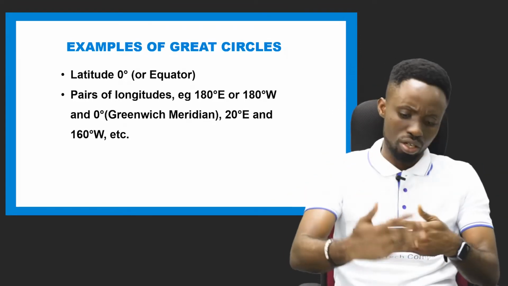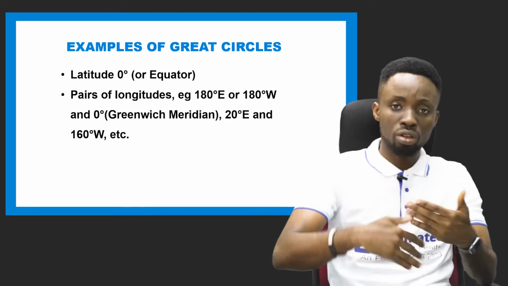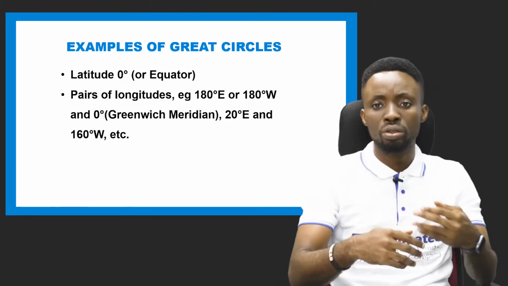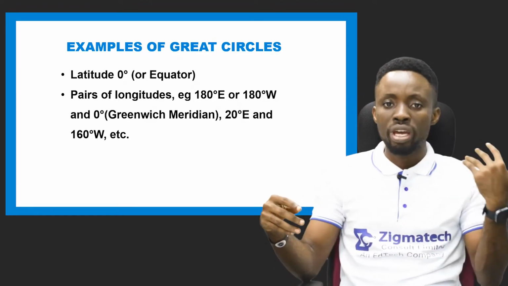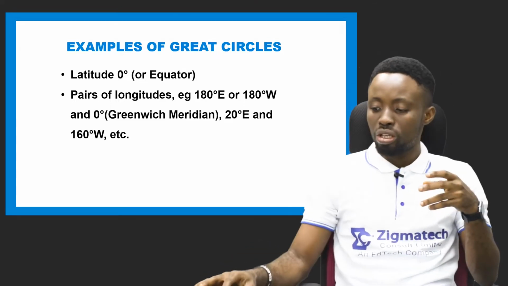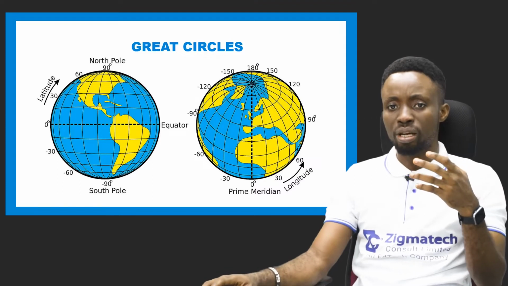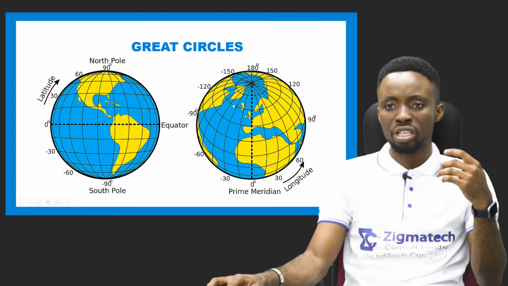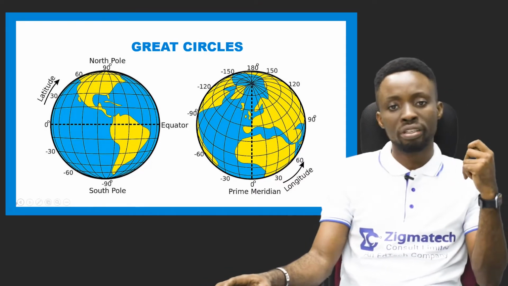So the list goes on and on till we exhaust all the angles of longitude. Now, this is an illustration of what a great circle is, as you can see on the screen.